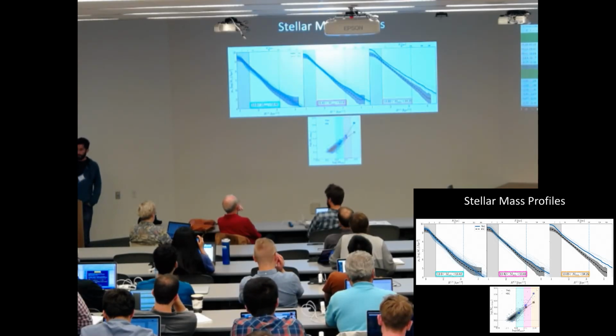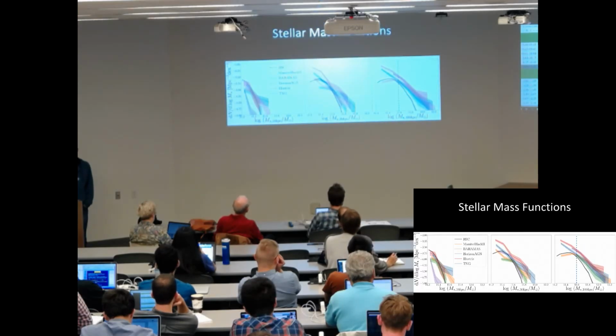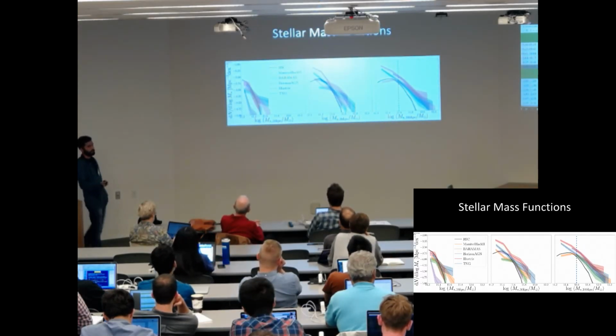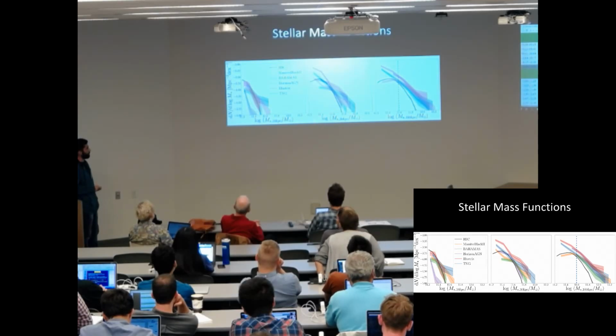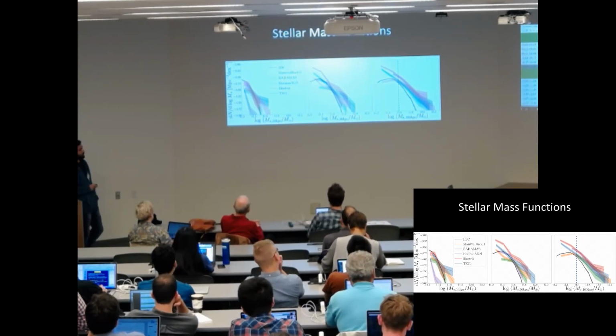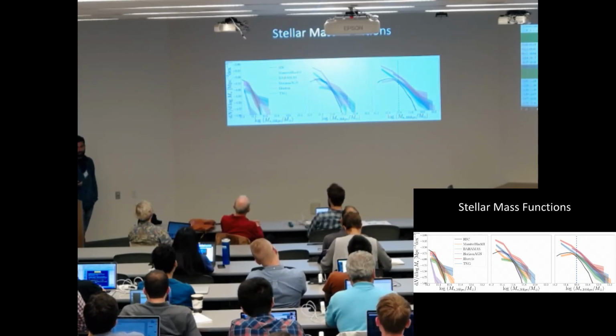And another way to look at the same picture is to study the stellar mass functions. So here we're plotting masses within 10 kpc, within 30 kpc, and within 100 kpc. HSC is in black, Illustris is in red, TNG is in blue, and the rest are some of the other hydrodynamic simulations that we've begun to look at.